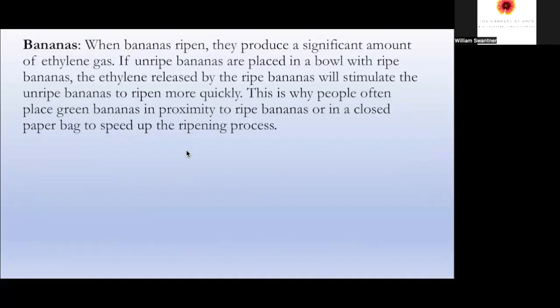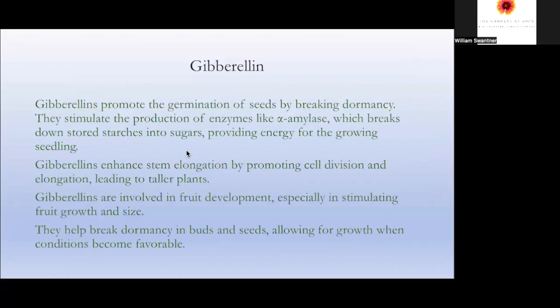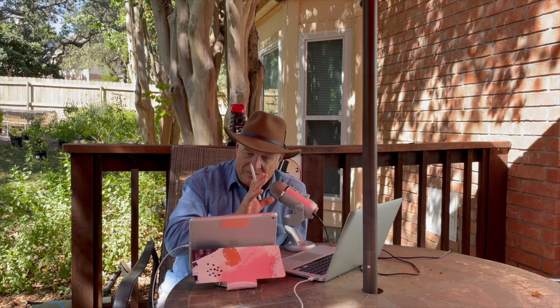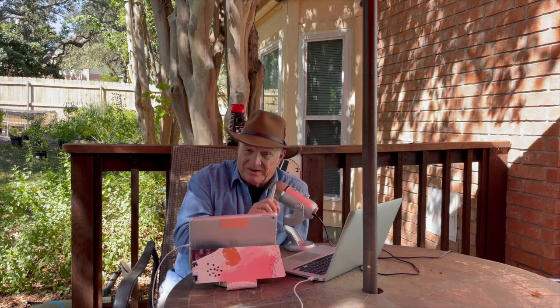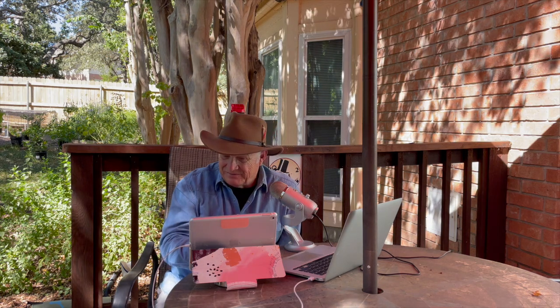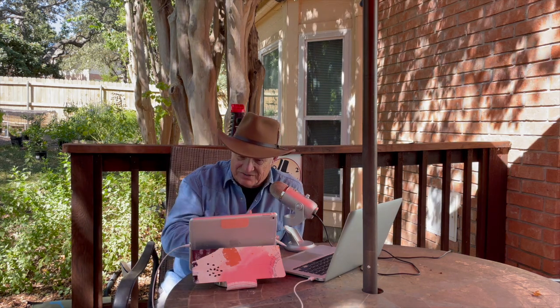All right, finally, gibberellins. Gibberellins promote the germination of seeds by breaking dormancy. So you remember we had a hormone which inhibited seed growth. The gibberellins balance that. It promotes the germination of seeds by breaking down dormancy. It stimulates the production of enzymes, which break down the stored starches into sugars, providing energy for the growing seedling.